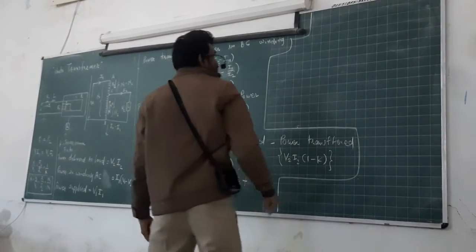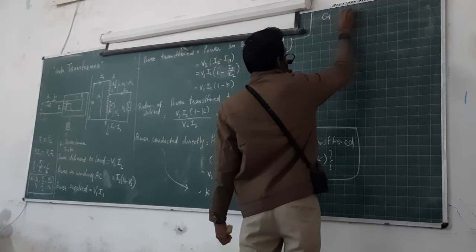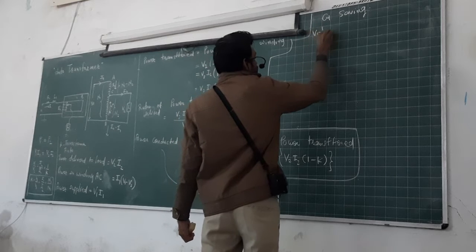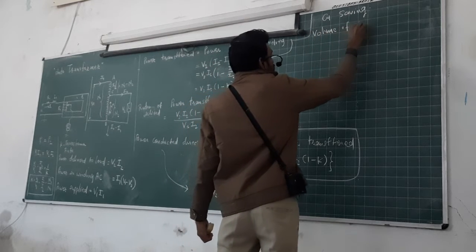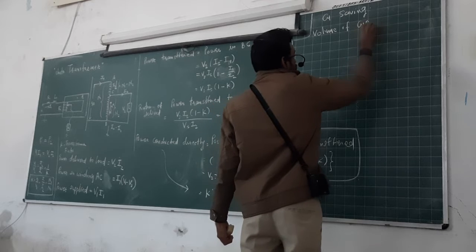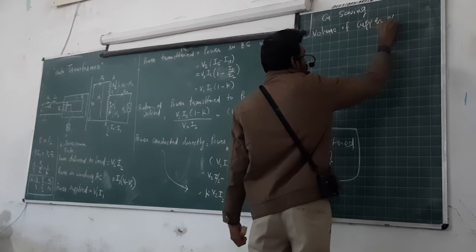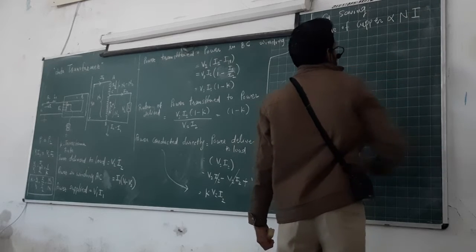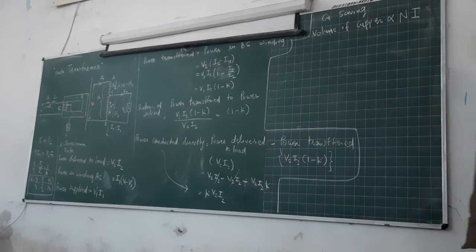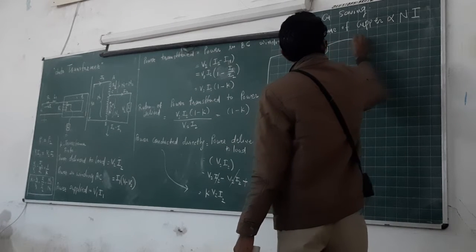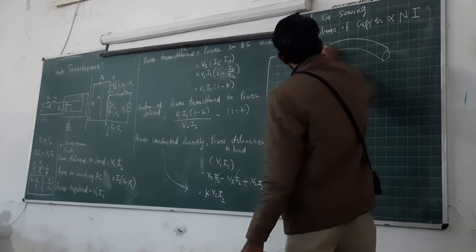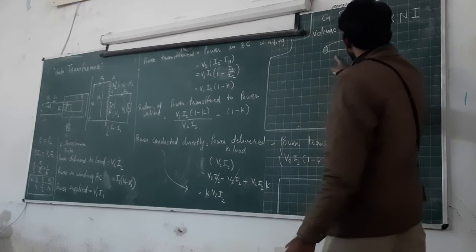And now we are talking about the copper saving. Now, volume of the copper is proportional to number of turns times current flowing through it. Why is that so? Because if I have a wire here, alright, and this one is the cross section area of the wire, and this is the length.